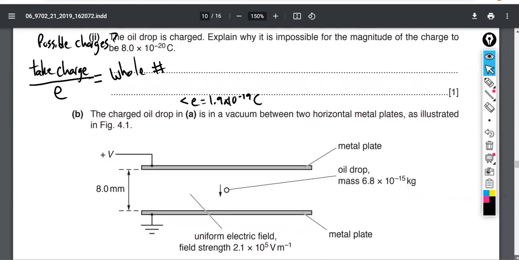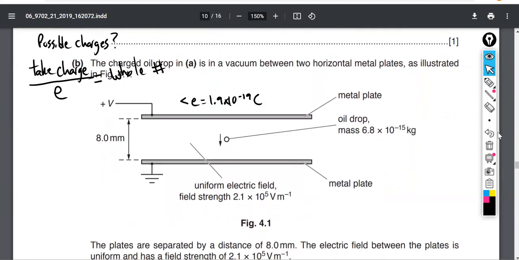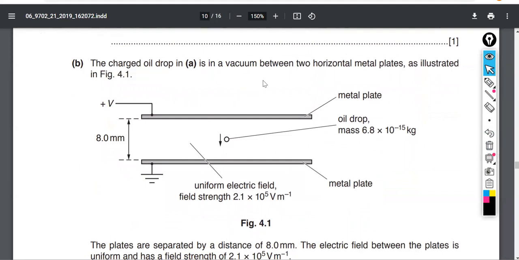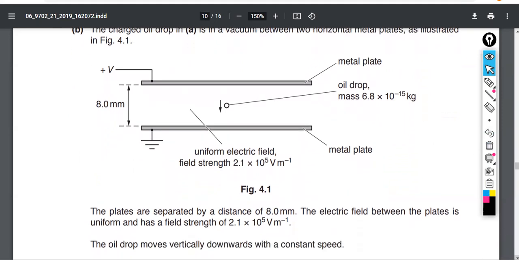The question goes on to read, the charged oil drop is in a vacuum between 2 horizontal metal plates as illustrated. They tell us the strength of the field, the mass of the oil drop, the one that we just showed was that, the distance between the plates. Looks like there's a positive voltage on this top plate. This is earth or grounded.